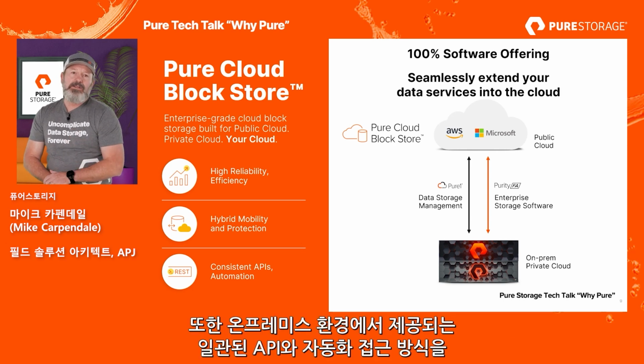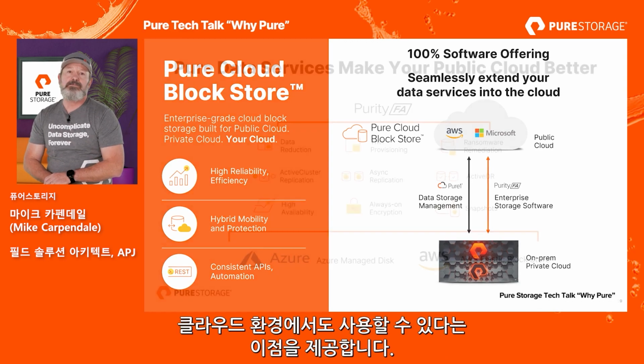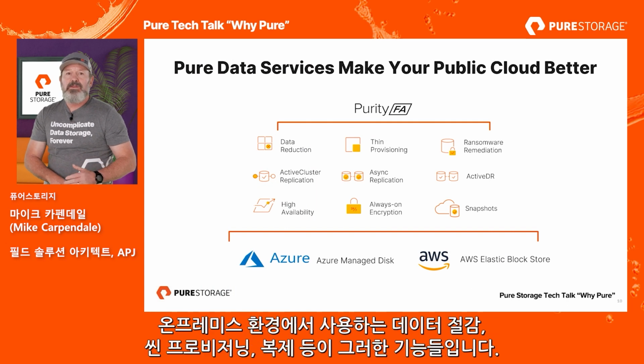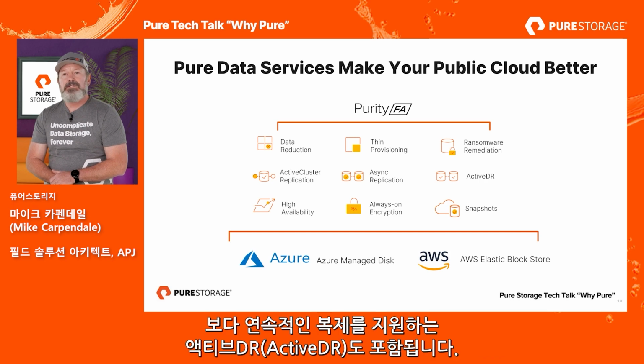The added benefit is that you have the consistent API and automation approach from the on-premise world now in the cloud world as well. We achieve that via the Purity operating system and those enterprise features that you can see here, whether that's data reduction and thin provisioning, or perhaps the replication that you're used to using in an on-premise world: ActiveCluster for synchronous replication, or perhaps ActiveDR for more continuous replication into the environment.